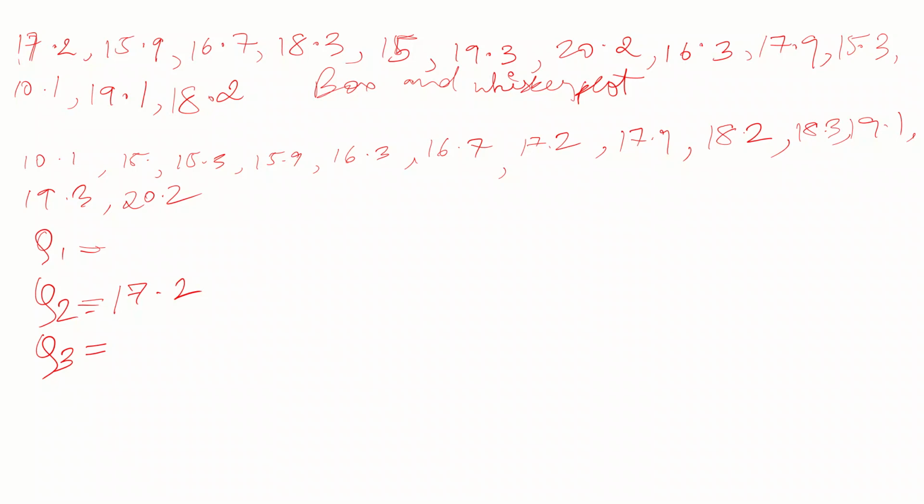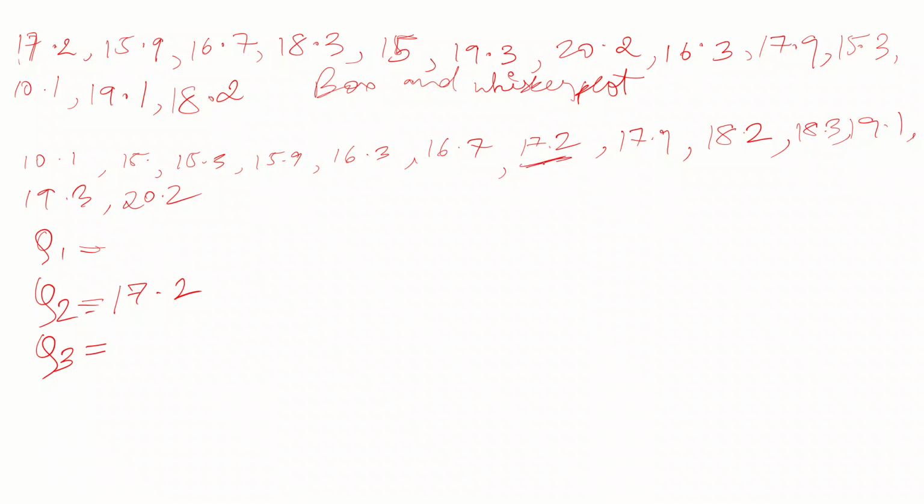Q1 will be 15.6, and Q3 is the mean of the 10th and 11th values. How did you calculate Q1? It will be in between 15 and 16. While calculating it, we take the third and fourth entries, so we will get 15.6.